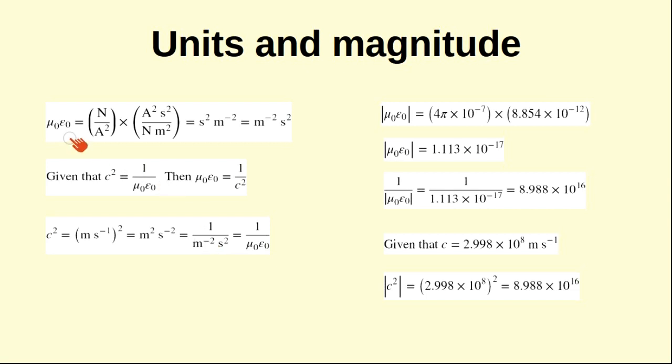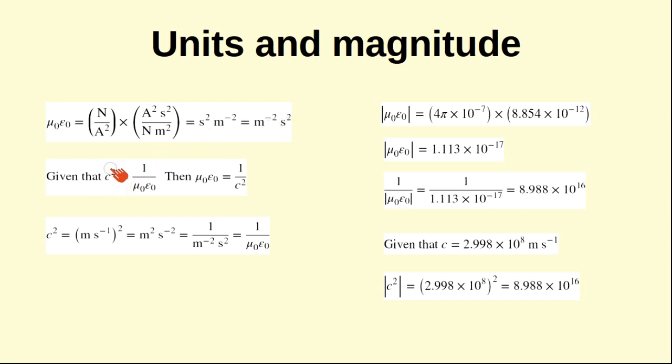So the units of magnitude: you have mu naught epsilon naught. What happens if I multiply the permeability of free space by the permittivity? We have newton over amp squared multiplied by the permittivity, amp squared second squared over newton meter squared. And of course the newtons cancel and the amp squared cancel, and you end up with second squared per meter squared, which you can rearrange in terms of meters per second, meter to the minus 2 times second squared.